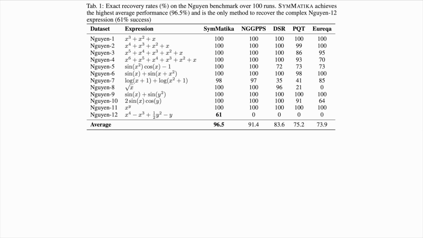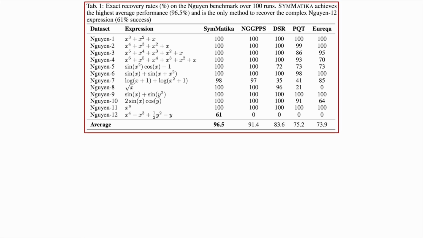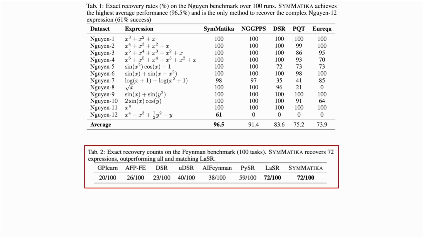SymMatika demonstrates impressive capabilities to discover explicit mappings in data, as exhibited by our performances on the Nguyen problems and the Feynman equations. On the Nguyen benchmark, it achieves a 96.5% average recovery rate, including a 61% success rate on the previously unsolved Nguyen 12. On the Feynman equations, it solves 72 of 100 problems, matching state-of-the-art performances from various neural and language-guided methods.